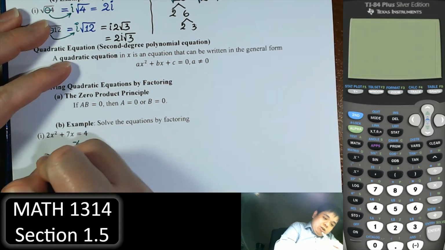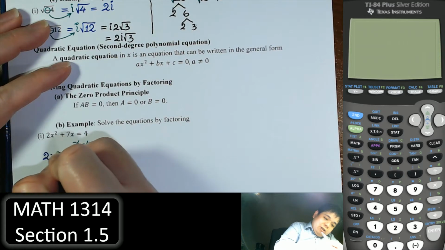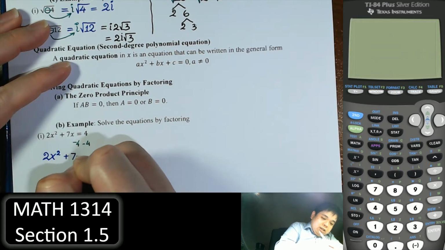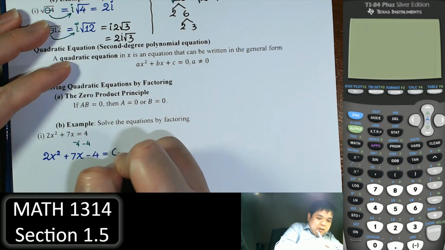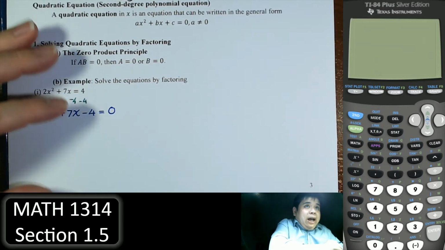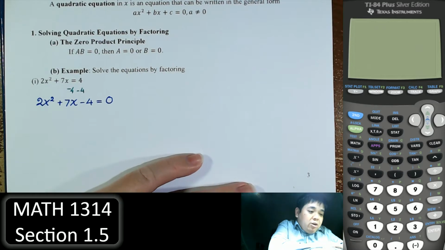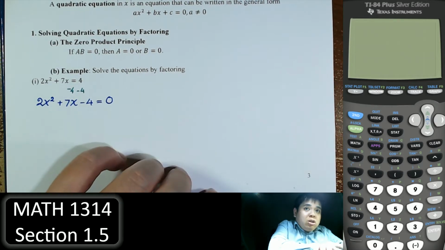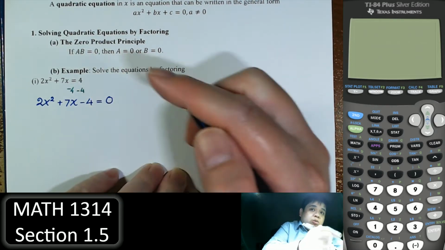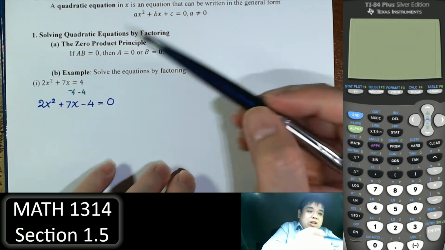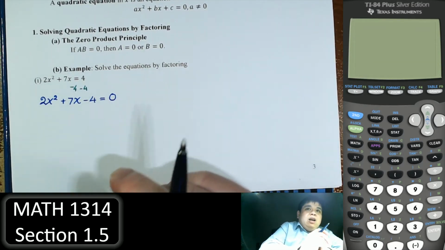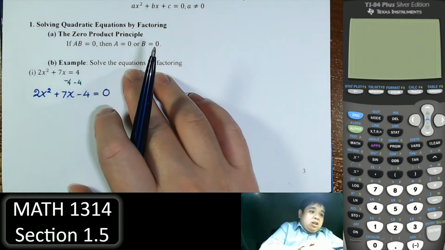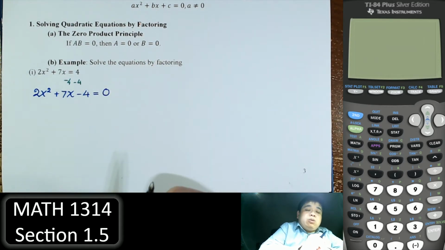So we have 2x squared plus 7x minus 4 equal to 0. Right. By the way, as I mentioned in the first video, you don't have to bring out the notes. If you want to take notes, you can just write down all the examples, which will be fine, because I spend most of the time in the video working the examples.